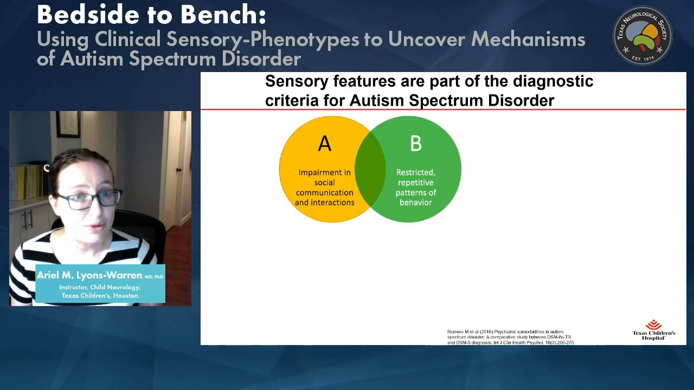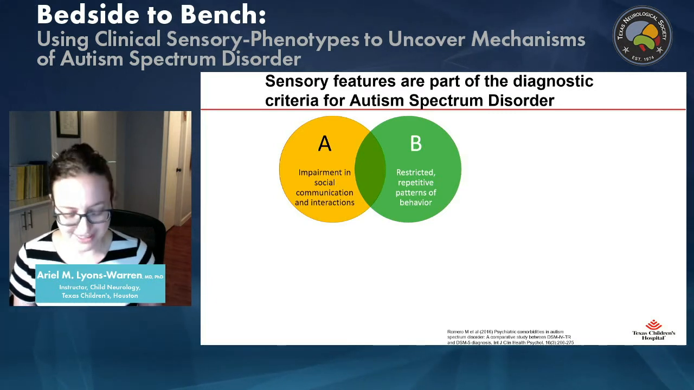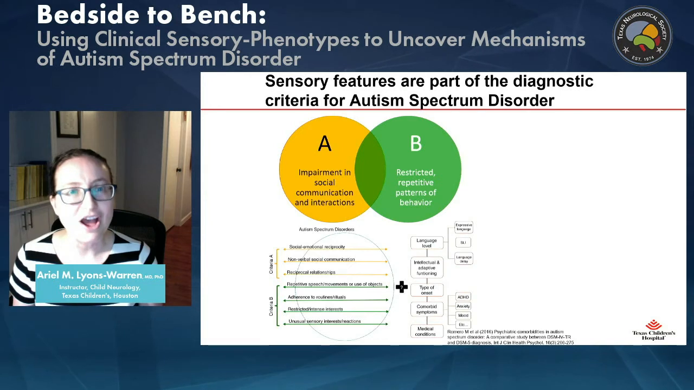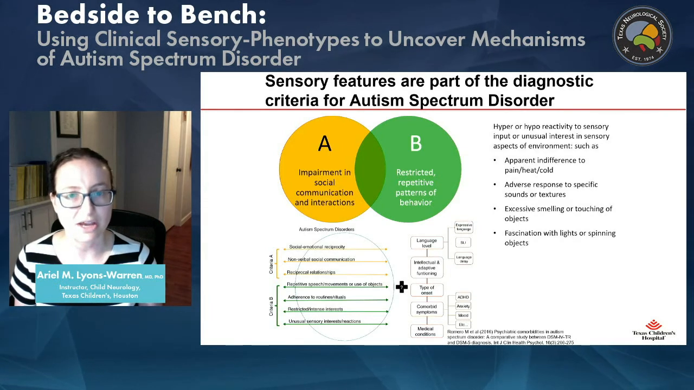In our lab, we're most interested in autism spectrum disorder. And again, thank you, Dr. Sai, for setting this up so I can go pretty quickly. Autism spectrum disorder is diagnosed based on meeting criteria A, social and communication impairments, and criteria B, restricted repetitive patterns of behavior, which includes unusual sensory interests and reactions.